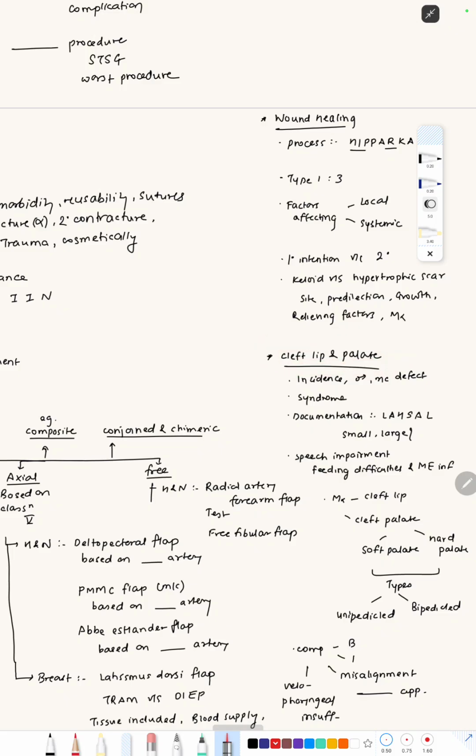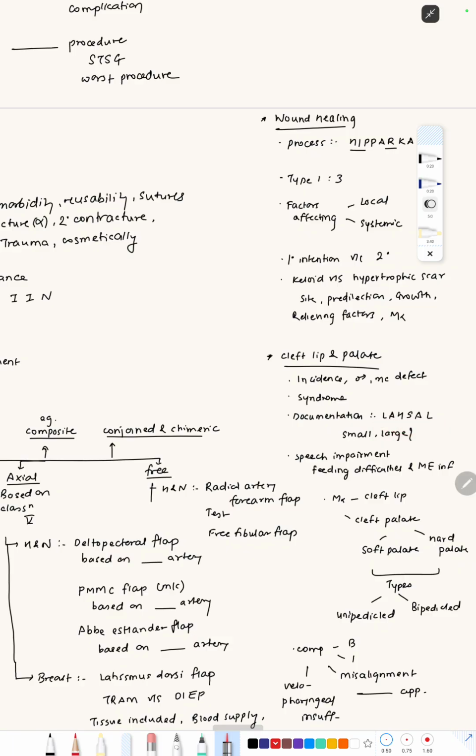Then cleft lip and cleft palate, a very important topic. Incidence is 1 in 600, more common in males. The most common defect is the combined cleft lip and palate. Then the syndrome that is associated with this is called Pierre-Robin syndrome. In Pierre-Robin syndrome, there is retrognathia, posterior falling of the tongue, and associated cleft palate. Now the documentation is done in LAHSAL staging.